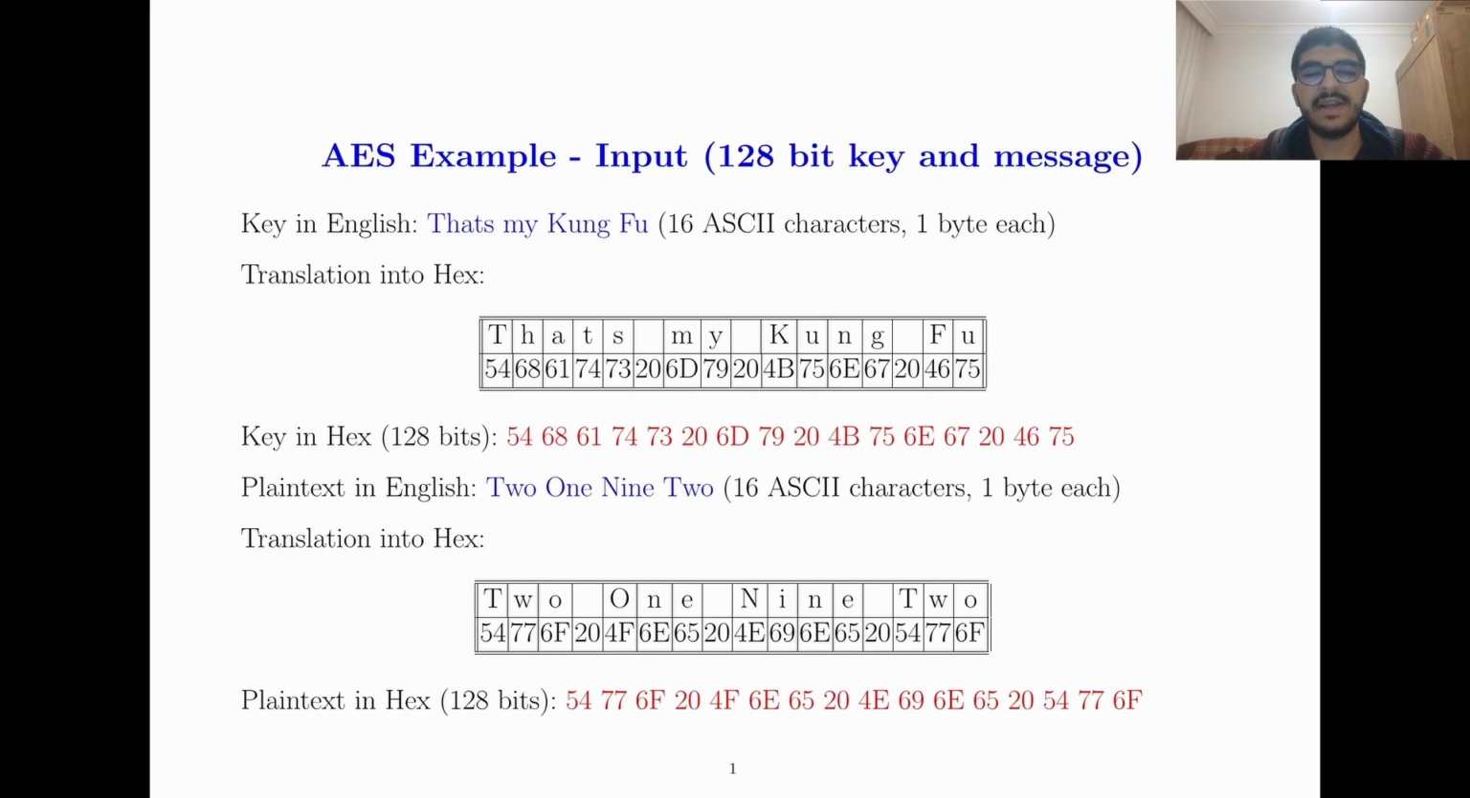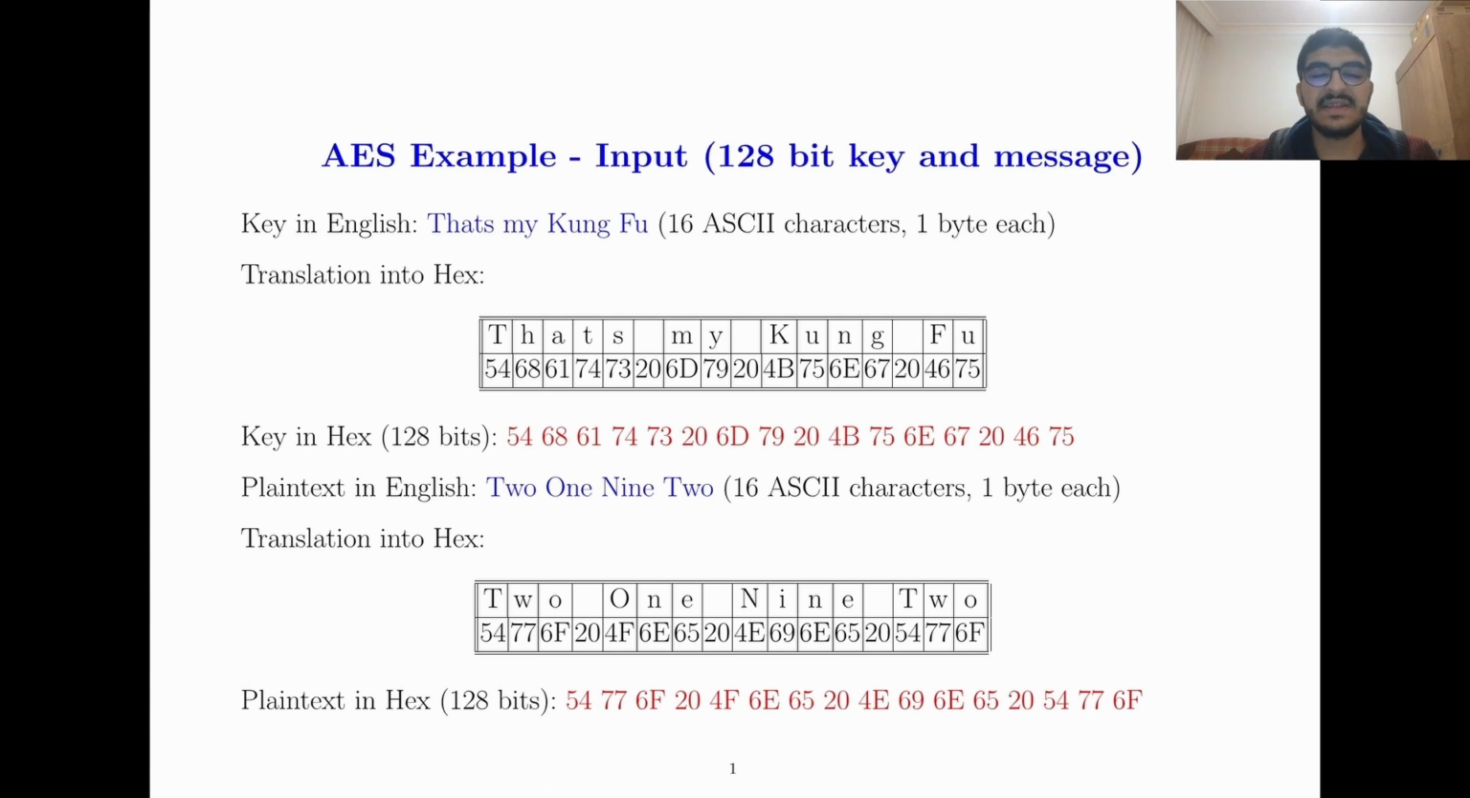Now, I want to give an example of 128-bit key length AES encryption and decryption. We have a key in English, and that's my kung fu. It is 16 ASCII characters, 1 byte for each. 1 byte is equal to 8 bits. If we multiply 16 by 8, we get 128. That's why we will do 10 operations. Our key is translated into hexadecimal. Then we get the hexadecimal key string or key array.